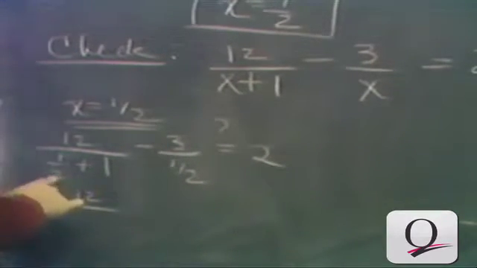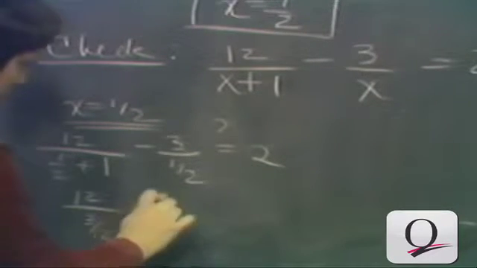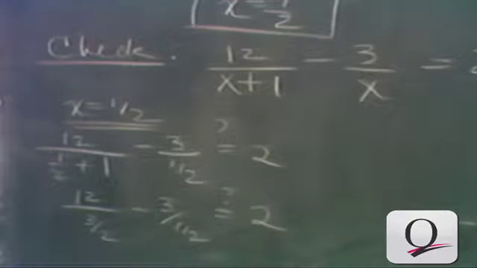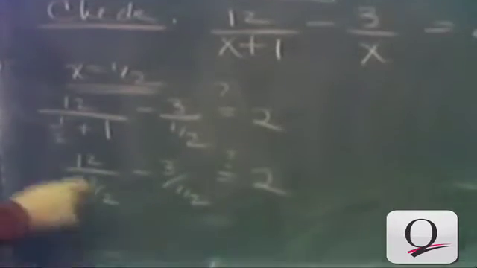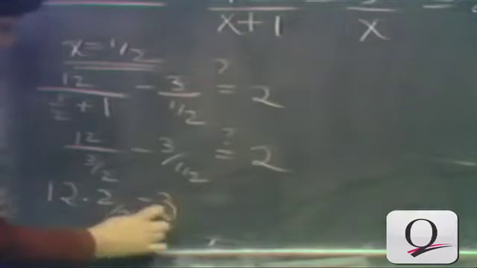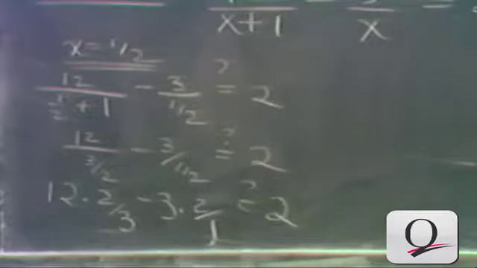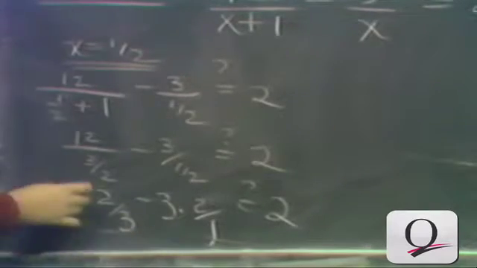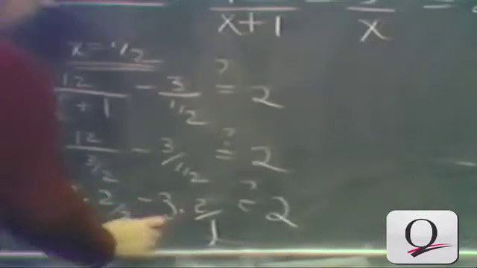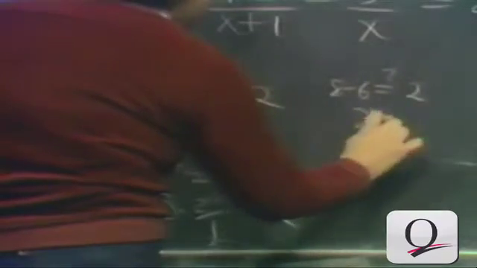12 over 1/2 plus 1, that's 1/2 plus 2/2, that's 3/2, minus 3 over 1/2 should be equal to 2. And instead of dividing by fractions, of course, we can invert and multiply, giving us 12 times 2/3 minus 3 times 2 over 1 should be equal to 2. Well, 3 goes into 12 4 times. 8 minus 6 should be equal to 2, and that checks out.